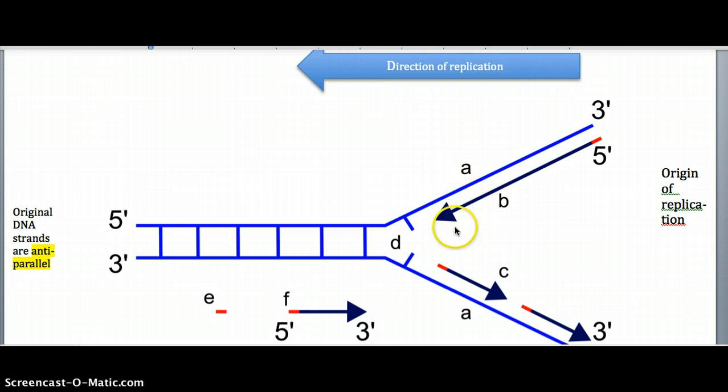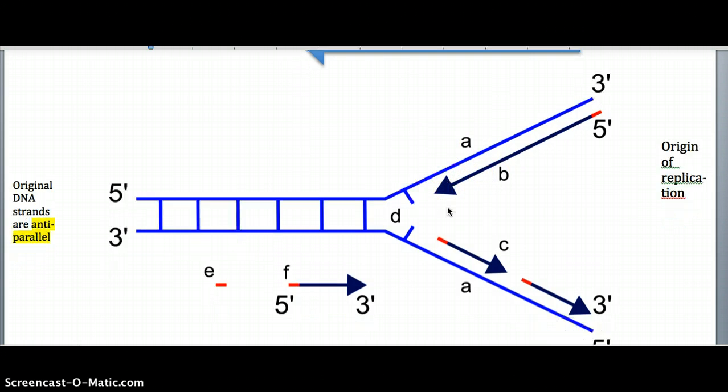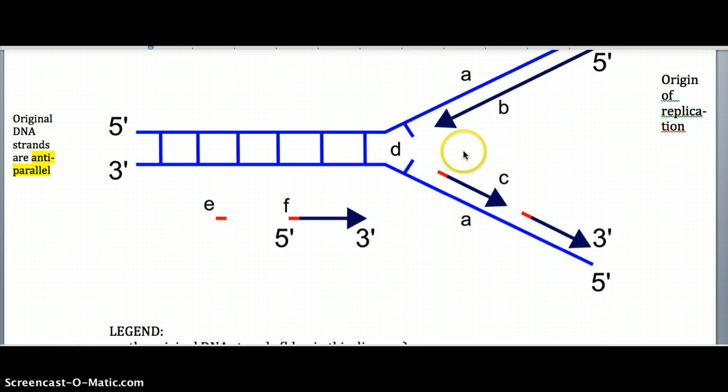On the other side, however, we also need to build our new DNA 5' to 3', and if you have a look at the original strand, 3' on the left side, 5' on this end, that means that we're going to have to build in the direction away from the direction that the helicase enzyme is opening up.